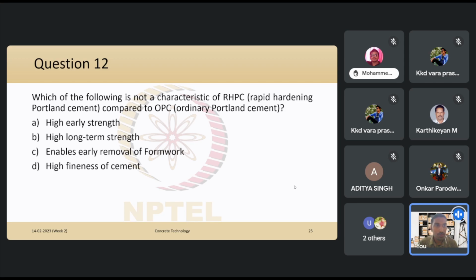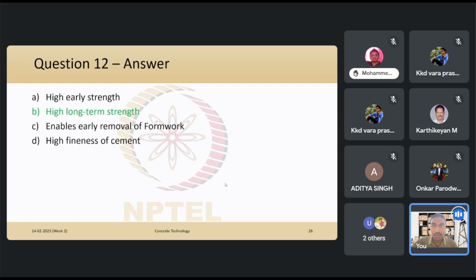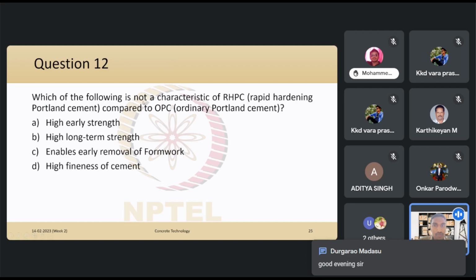Okay, so we have 2 votes so far, one for option A, one for option B: high early strength and high long term strength. So let's look at the correct answer now. The right option is option B, high long term strength. What we are saying is RHPC has lower long term strength in comparison to OPC, right? So the question was, which of the following is not a characteristic of RHPC as compared to OPC?